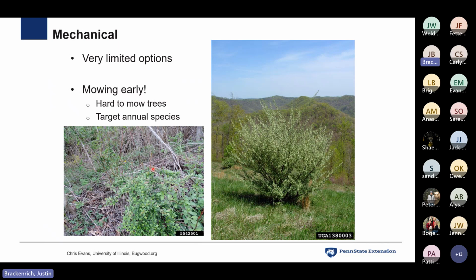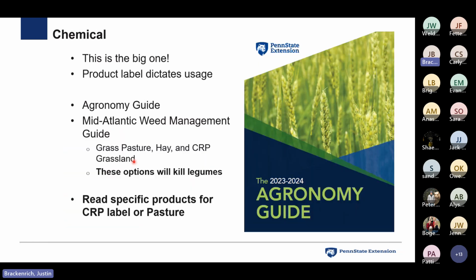If you do see trees, right? So that's a discussion you'll see with your producers in pasture and grassland. It's hard to mow trees, right? So if we're going to mow them, we need to mow them early. If they get much bigger than this, then it becomes a much harder thing. And if we're going to do that, we need to target these annual species with mechanicals, right? We're mowing at seed head.